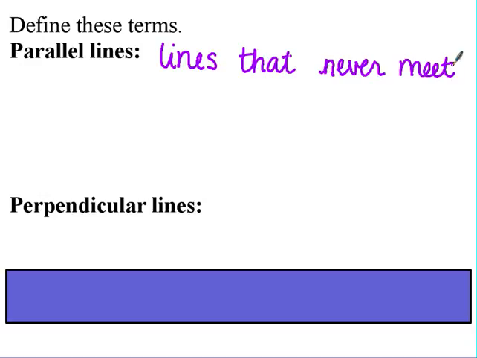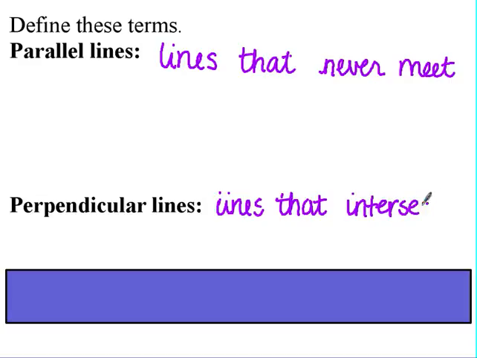All right, perpendicular lines. Lines that cross each other to form right angles, okay? I'm going to change that word to intersect. So lines that intersect to form right angles.